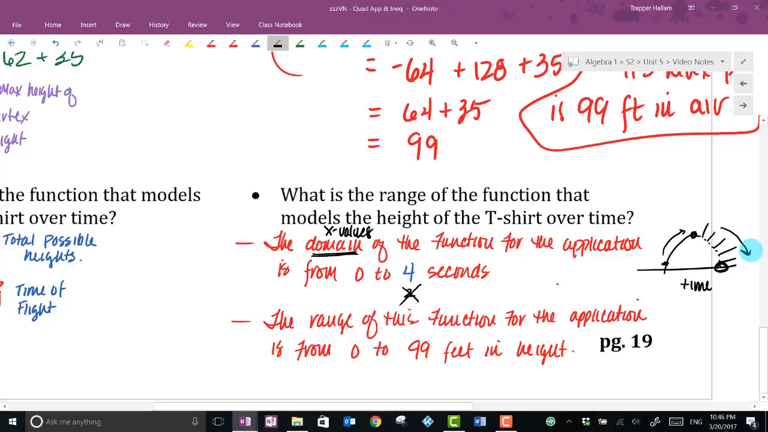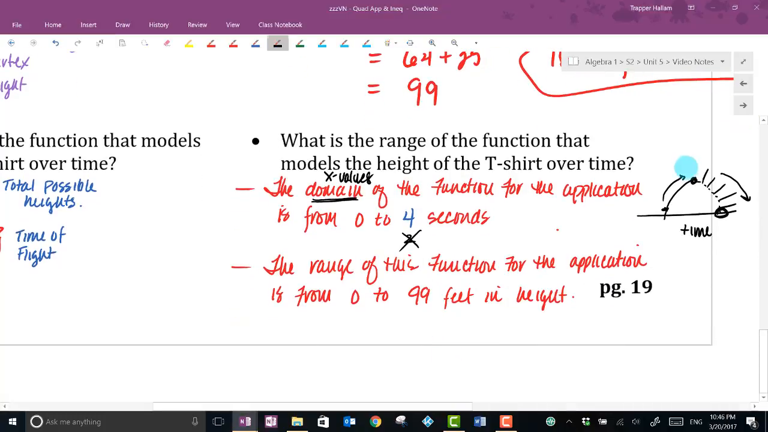So 4 seconds of time total would be a good explanation. If we look at the range, then the range is going to be the height. How tall did it get? So now we're looking at the y-axis. Well, it doesn't reach any higher from 0 when it could hit the ground, because we started at 35 feet, right, to that maximum height of 99.